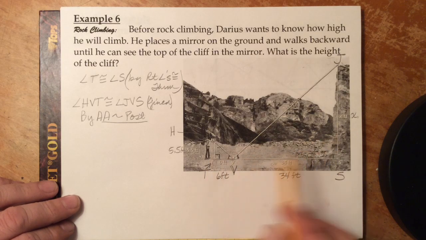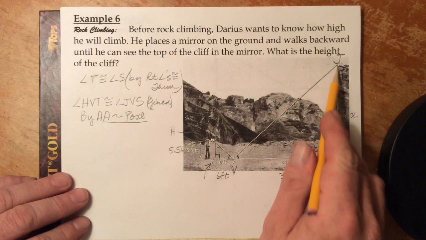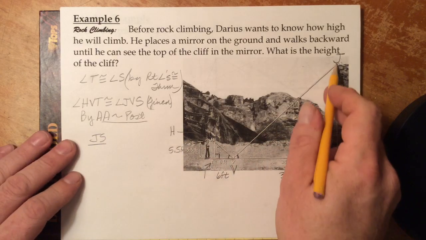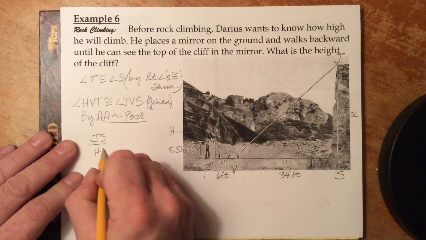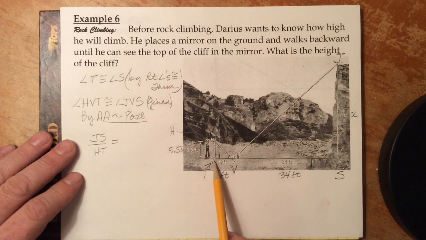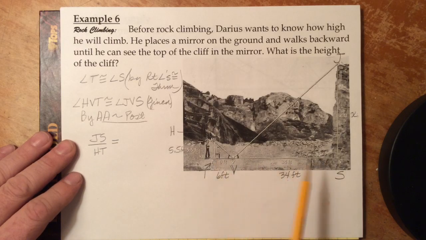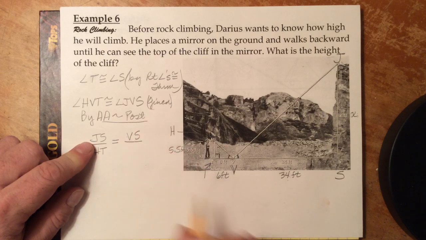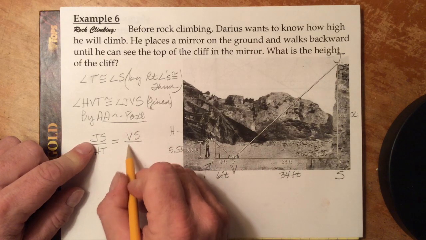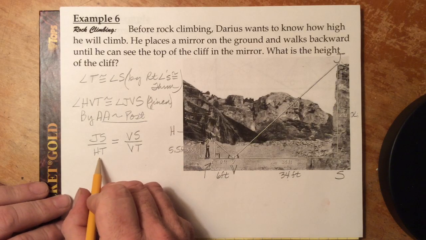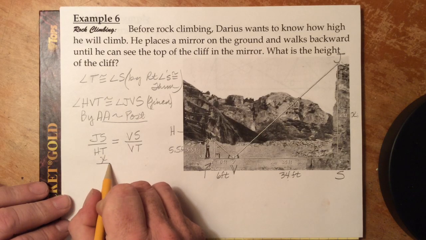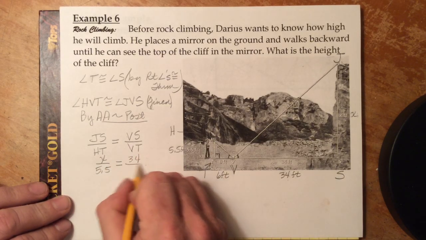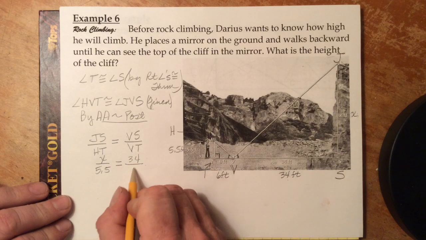Well, if they're similar, all their corresponding sides must be proportional. So since we're looking for the height of the cliff, which is JS, or x, JS corresponds with his height, HT. And then the two sides we do have are these bottom sides of both triangles, the distances he walked out. So back to the larger triangle, from the base of the cliff to the mirror is 34 feet, and that was VS, is to the length back from the mirror to where he's standing, VT. So substituting in those values, JS, we get x over HT, which is 5.5 his height, equals VS, which he measured off 34 feet, to VT, which he measured back from the mirror 6 feet.